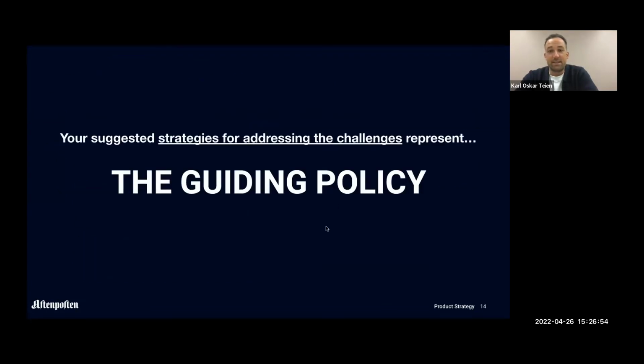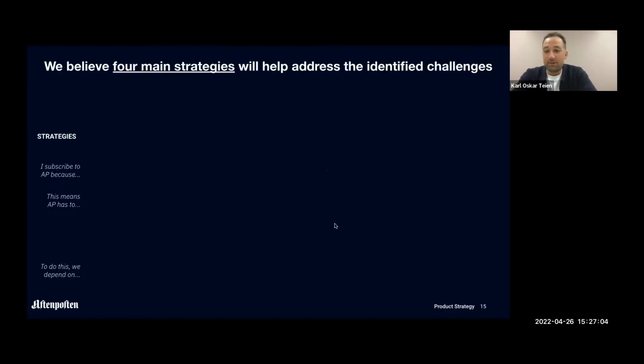Now, the next step is, of course, to say, well, what are the potential strategies that we have for addressing those challenges? So what we call the guiding policy. Now, I'll give one example here of what we defined in Aftenposten based on those challenges. I like this format as well. This is inspired by a Netflix example that I'll share with you as well.